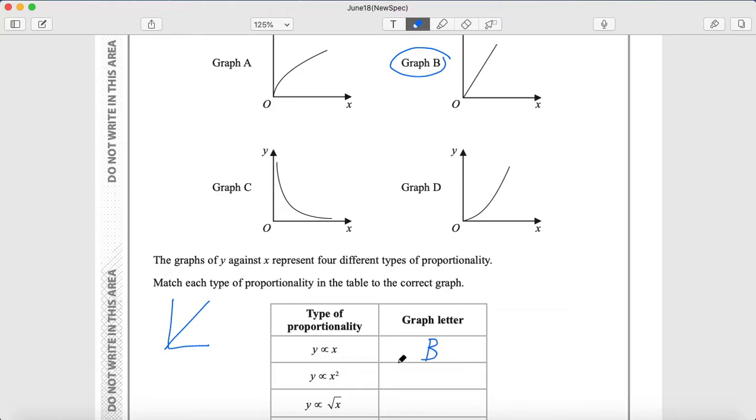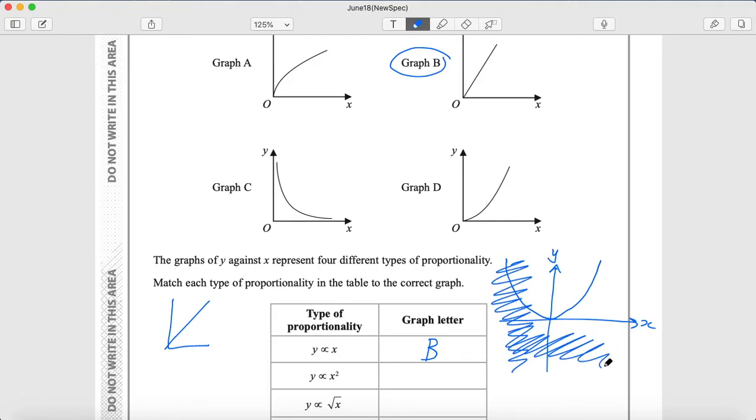Next, y is directly proportional to x squared. Now remember, on the xy axis, x squared looks like this parabola here. Well, all these graphs only give us the positive y and the positive x parts, so we can ignore the negative x parts and the negative y parts. Which one does this look like? Well, it looks like D. So there's the answer there.